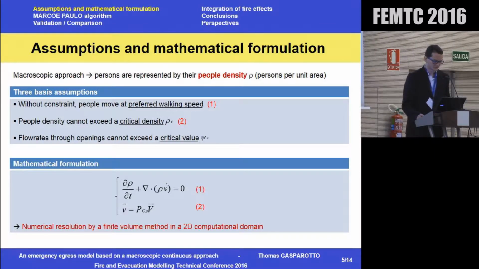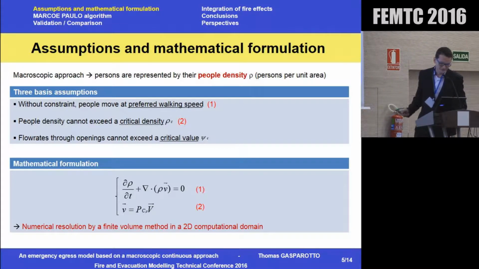From a mathematical point of view, a balance is written for the people density in a pre-calculated velocity field. The equation 1 here is similar to the continuity equation in fluid mechanics, and the equation 2 means that the real speed of persons corresponds mathematically to the projection of their preferred walking speed on the permissible velocity space at least square sense. So it means that the real speed of persons will be necessarily lower than their free walking speed due to the presence of other persons.